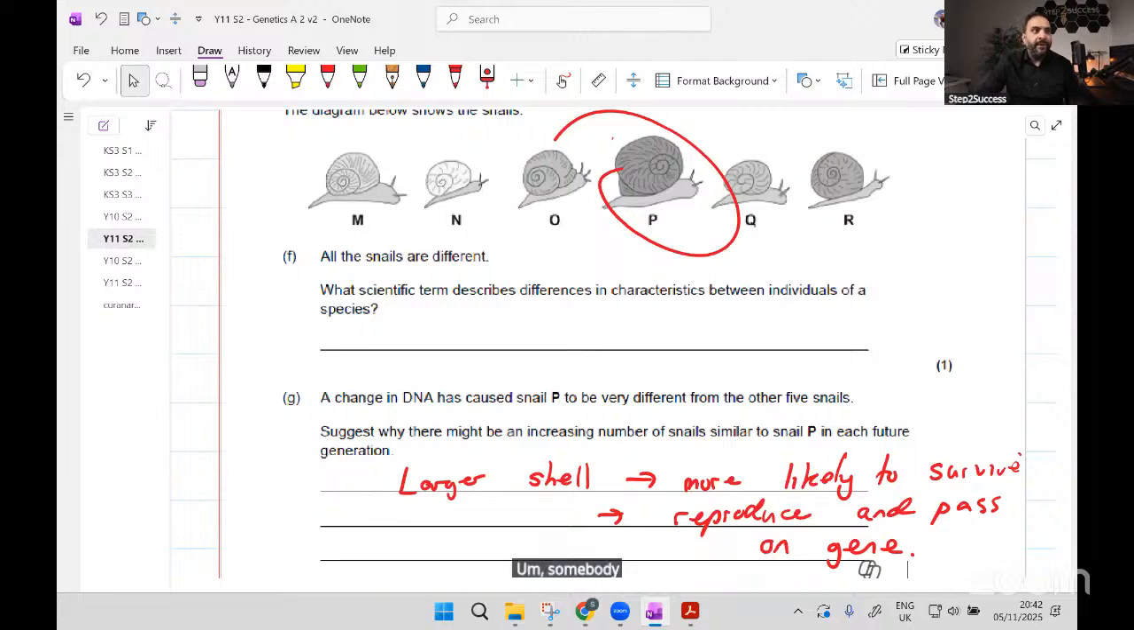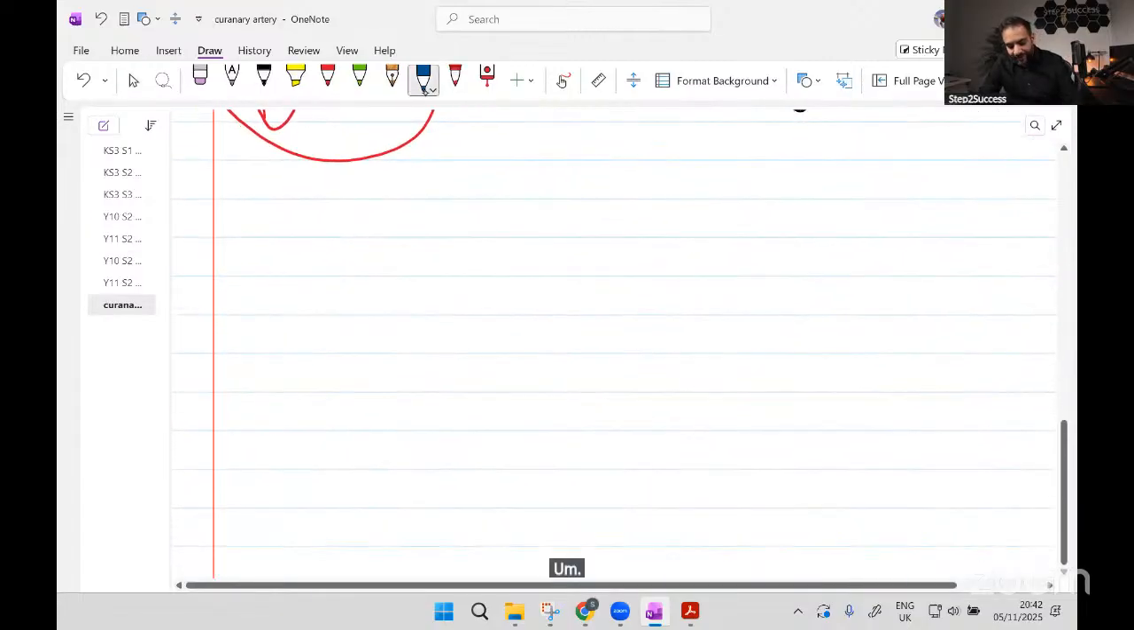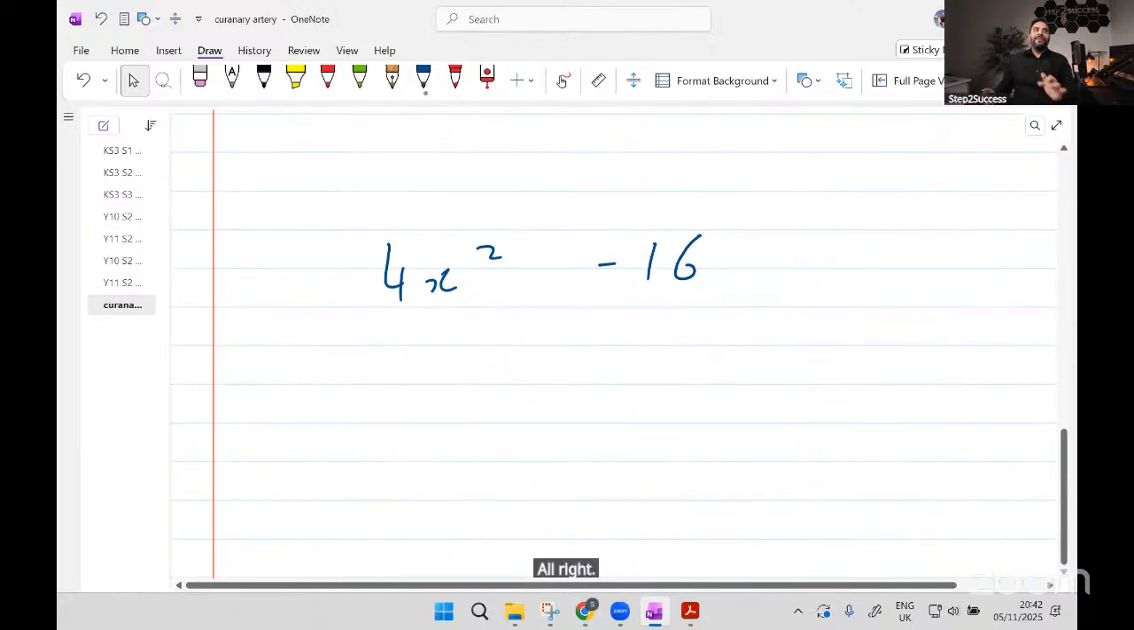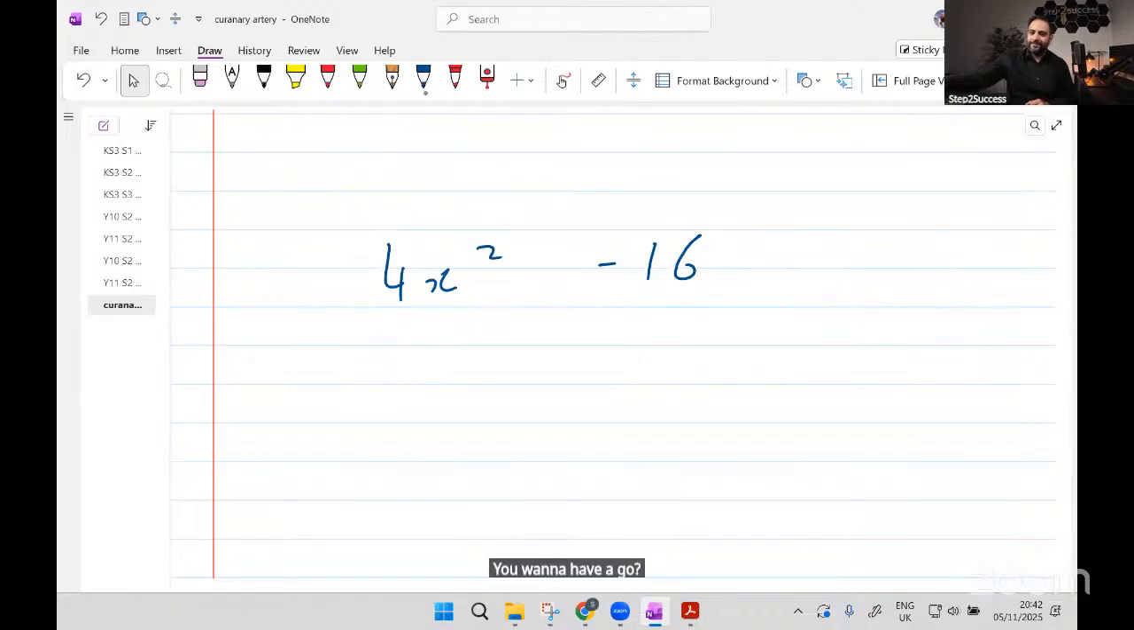Somebody asked me 4x squared minus 16, so I'm just going to do that just because I can very quickly. This is what you don't get anywhere else, is it? All right, 4x squared minus 16. Factorize this. Anybody know what that factorizes to? You want to have a go? I'll give you a clue. It becomes two brackets.